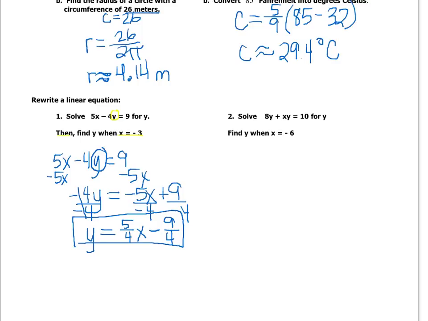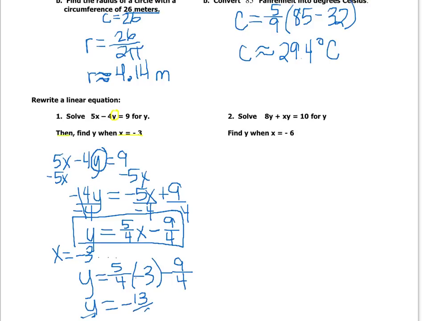The next part, though, our then part, is when x equals negative 3. We need to finish solving this one. So y equals 5/4 times the negative 3 minus 9/4. So y equals, if you just simplify this, you could use your calculator to do it, you could do it by hand, it equals negative 13/2. Or that's equal to as well negative 6.5, and we can use that because that is an exact decimal.